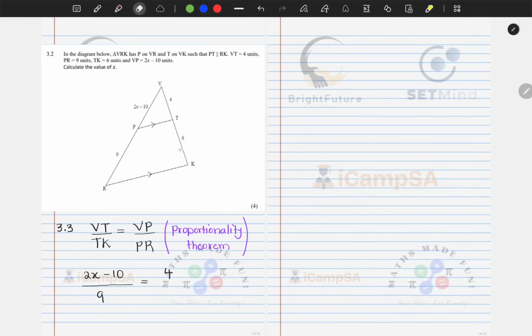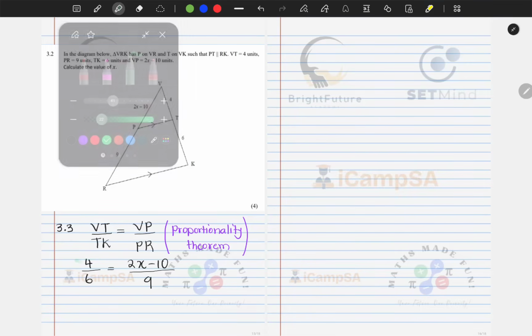So VT divided by TK. Okay, now I'm flipping them. So maybe let me write them that way. So if you look carefully, VT becomes 4 divided by TK, that becomes 6, equals our VP, that is 2x minus 10 divided by 9. And what we need to do is to solve for x, remember that.